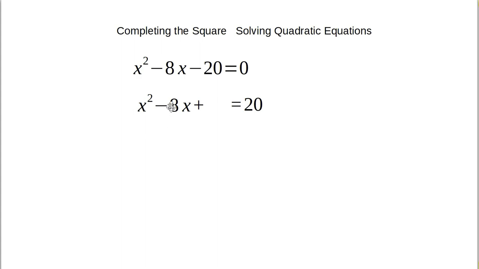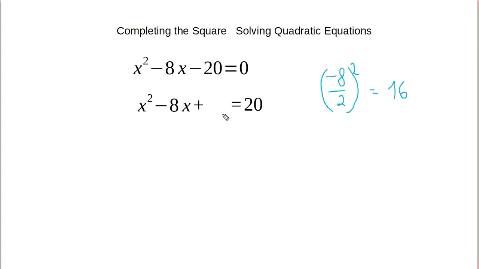The next step is to look at the coefficient of the x term. So what you do is pick the coefficient of the x term, divide it by 2, and then square it. If we do that, in our case, we get 16.